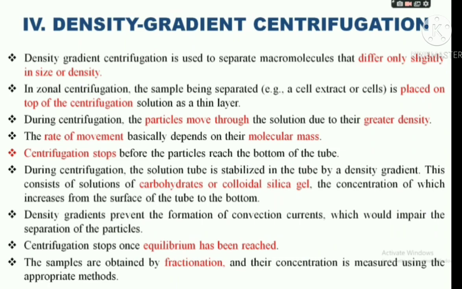Density gradient centrifugation is used to separate macromolecules that differ only slightly in size and density. In zonal centrifugation, the sample being separated is placed on top of the centrifugation solution as a thin layer. During centrifugation, the particles move through the solution due to their greater density. The rate of movement basically depends on their molecular masses. Centrifugation stops before the particles reach the bottom of the tube.